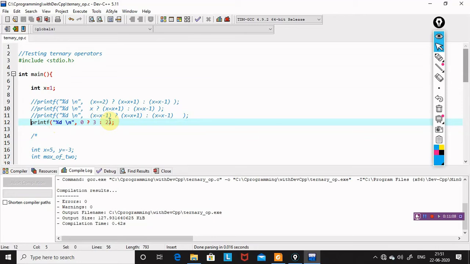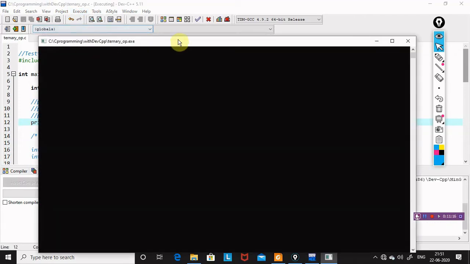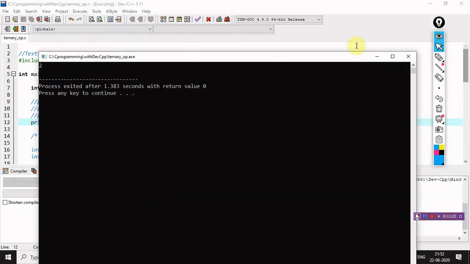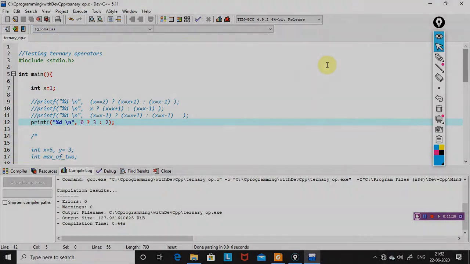So what we expect to see is nothing but 2. Let's see for ourselves. So again we compile and run. Let's move it over here. See, the answer is 2, just as we had expected. So this ends our discussion on ternary operators.